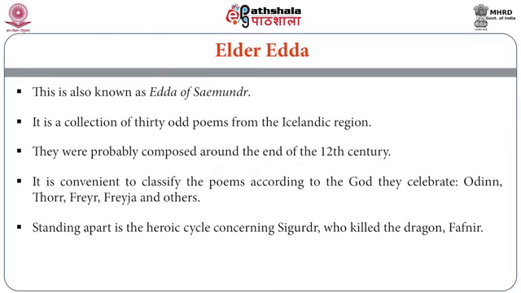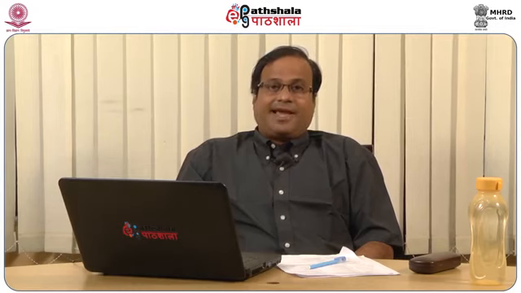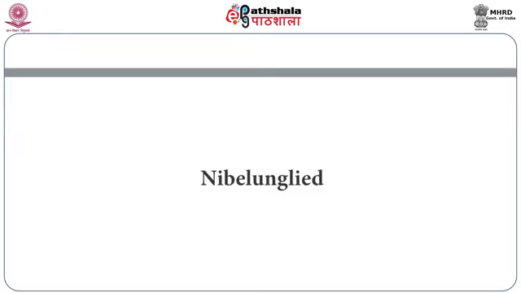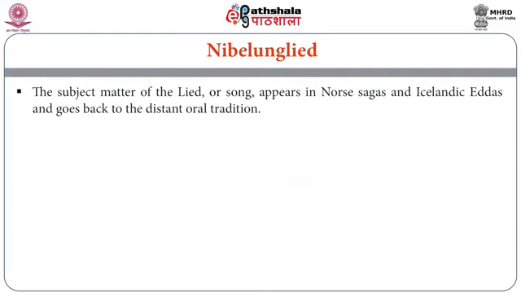Standing apart is the heroic cycle concerning Sigurd, who killed the dragon Fafnir. The presence of a dragon announces again a creature not only human but also animal in origin. Nibelungenlied. The subject matter is of a lied or a song that appears in Norse. It's a part of Norse saga and Icelandic Eddas. It goes back to the distant oral tradition.